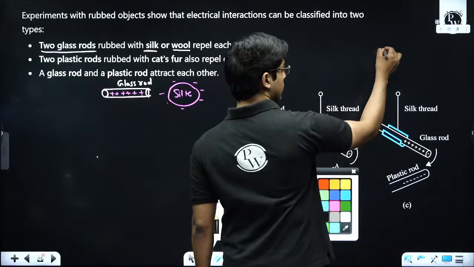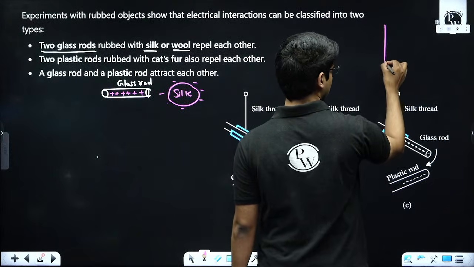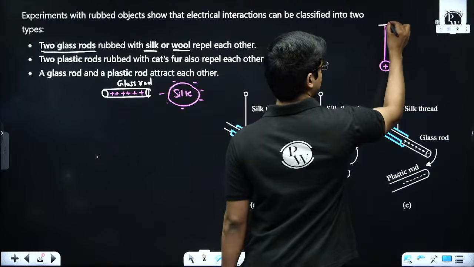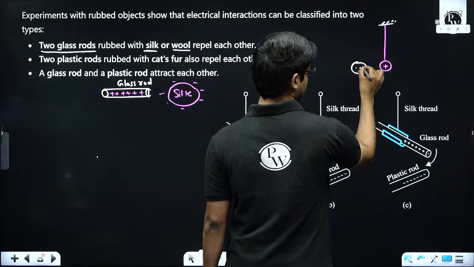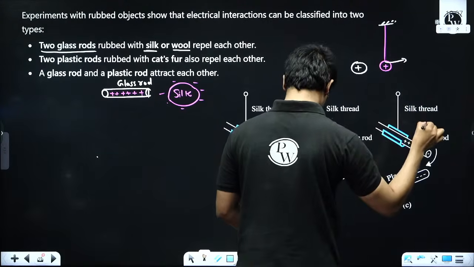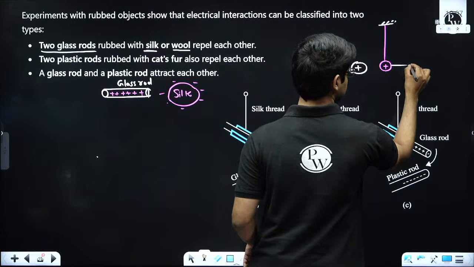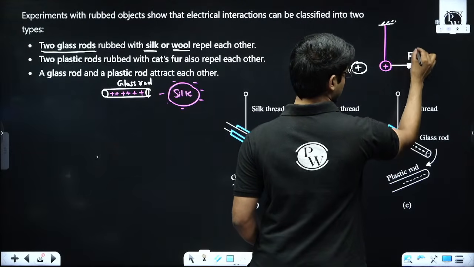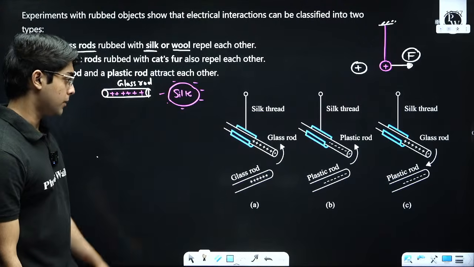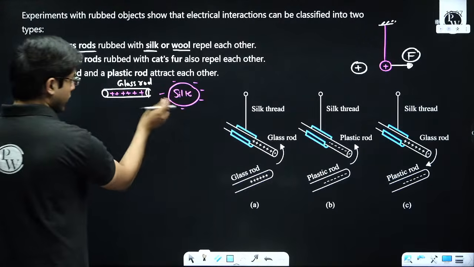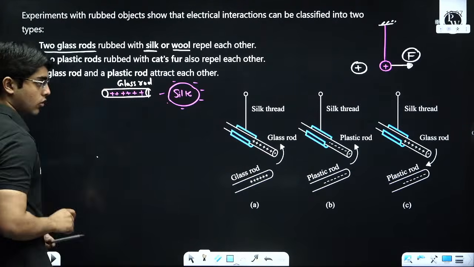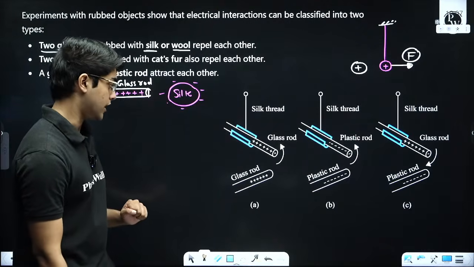So from the side view, it will look like this. If this is the thread hanging the rod, and let's say this is the glass rod that is positively charged, what was observed is when we brought the second glass rod, this rod felt a deflection, a sideways push, a repulsive force. That is straightforward because like charges repel each other. So that's why these two rods repel each other. You can remember that if you rub a glass rod with a silk cloth, the glass rod is what becomes positively charged.